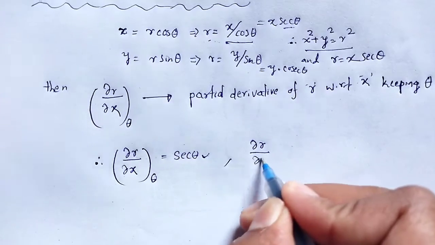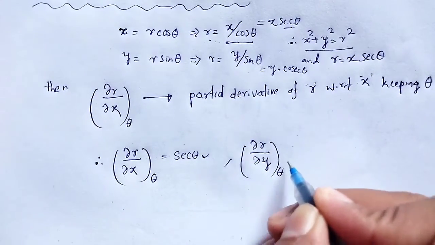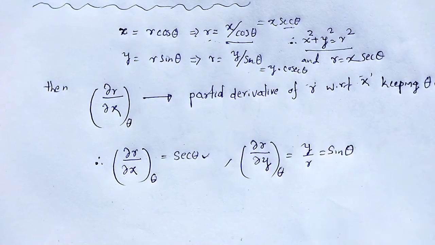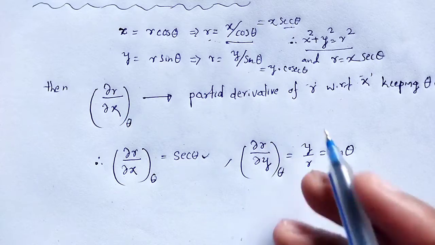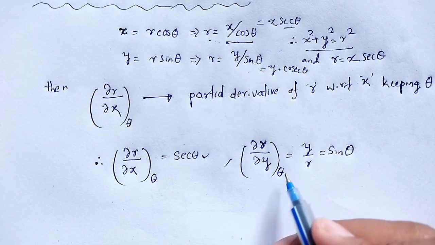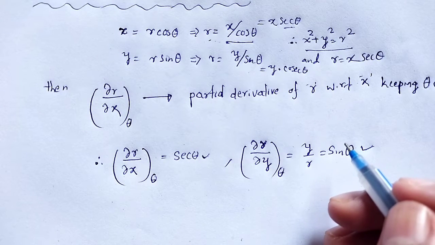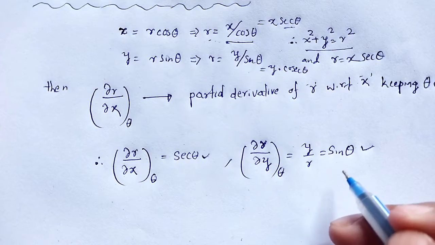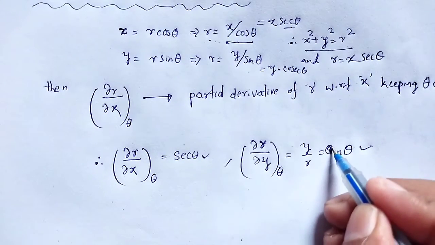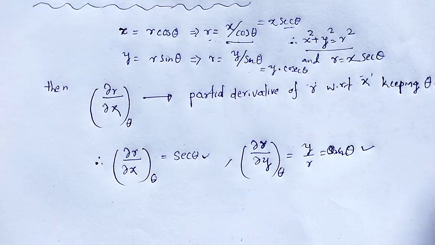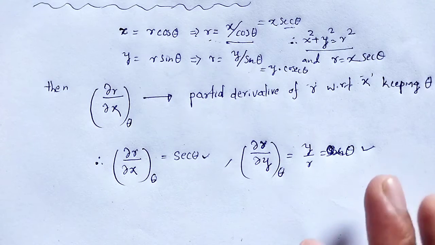So del r by del y when theta is constant, that is y by r equal to sin theta. Similarly, the partial derivative of r with respect to y, whereas theta is constant, is not sin theta, it is cosec theta. What we call it is cosec theta.